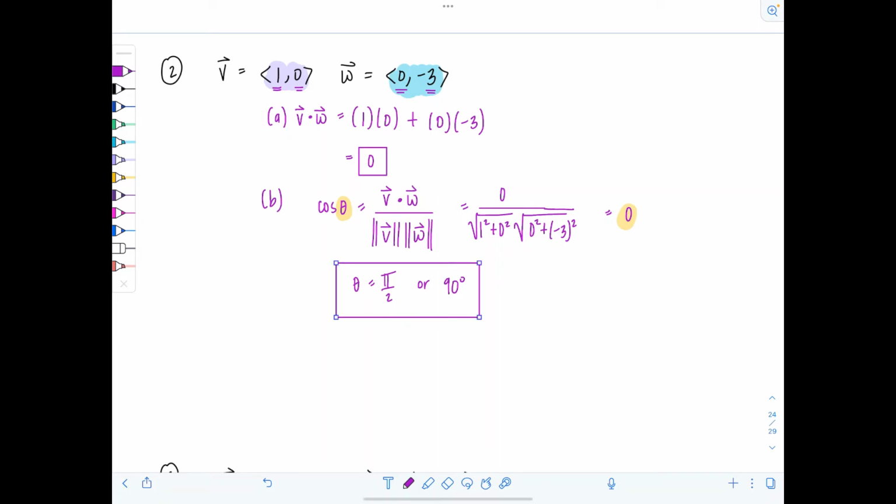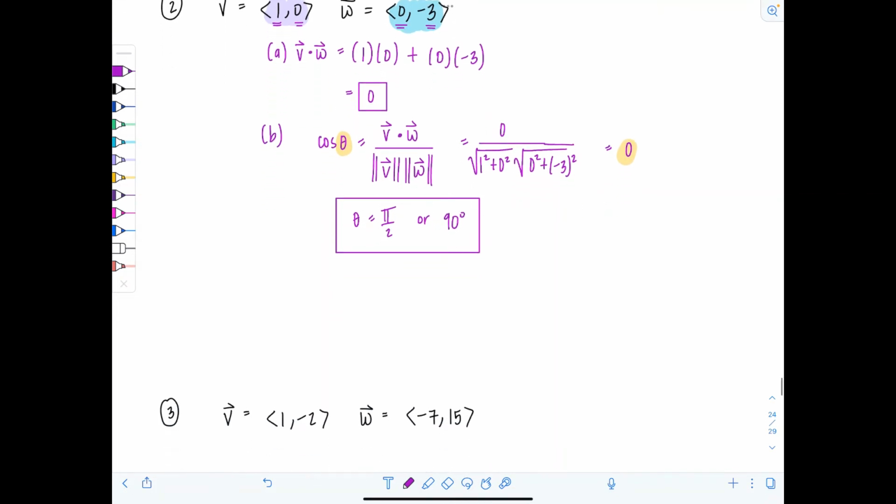Okay, you didn't have to do all that though. As soon as you notice the dot product 0, this is going to be the result that follows. So part C was asking whether these two vectors are parallel, orthogonal, or neither. And what would you say? Yes, they are orthogonal. Very good.